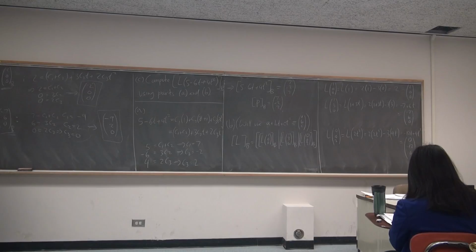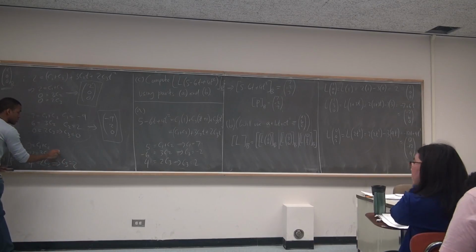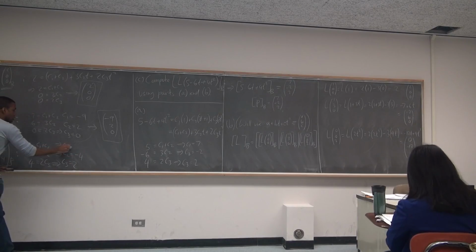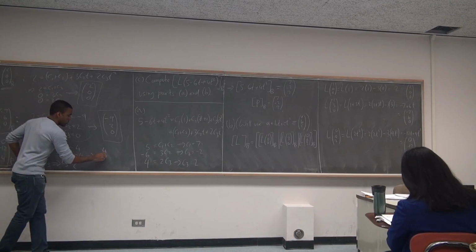I'm going to do the same thing for the last guy. I want to find that in terms of the basis B. So 0 is equal to C1 plus C2, minus 12 is equal to 3C2, and 4 is equal to 2C3. So C3 is equal to 2, C2 is equal to minus 4, C1 would just be equal to 4. So it's 4, minus 4, 2.